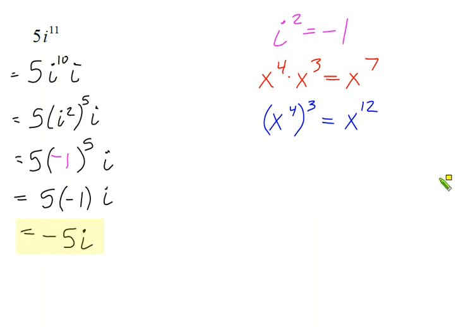Let's go to our second problem. -3i to the 18th. Again, we're going to simplify this, but i to the 18th is already the largest even exponent that we can split it into. So what we'll do next is rewrite i to the 18th as i squared to some exponent. In this case, it'll be i squared to the 9th, because 2 times 9 is 18.